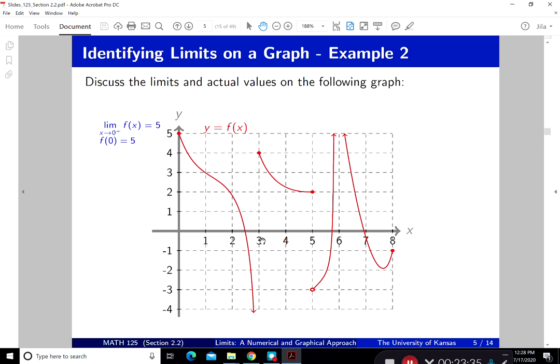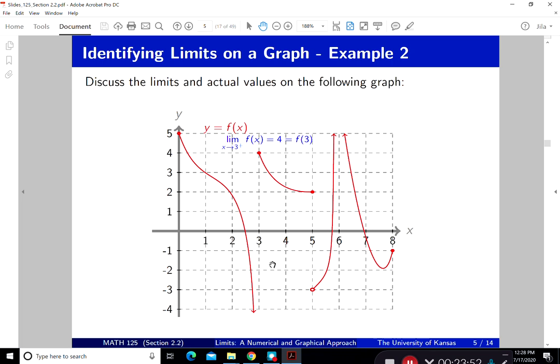Now how about x equal to 3, which is another breakage. As x approaches 3 from the left side, the limit of f of x is equal to negative infinity; it goes toward negative infinity.